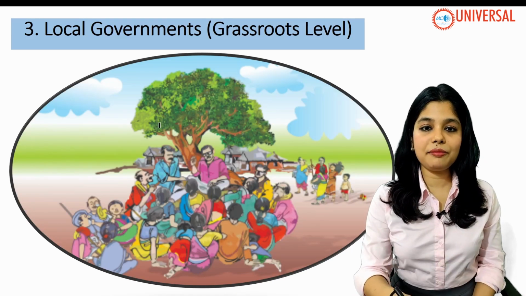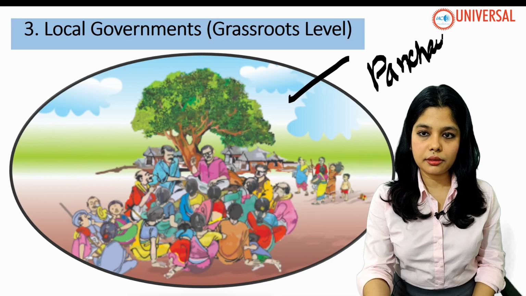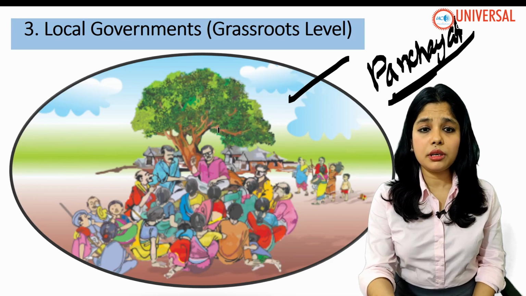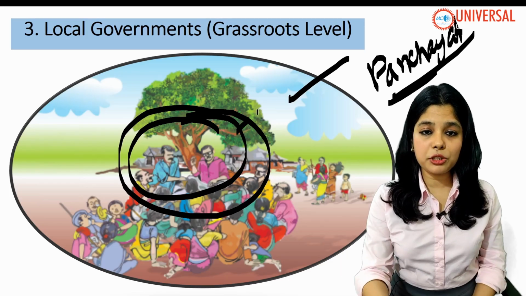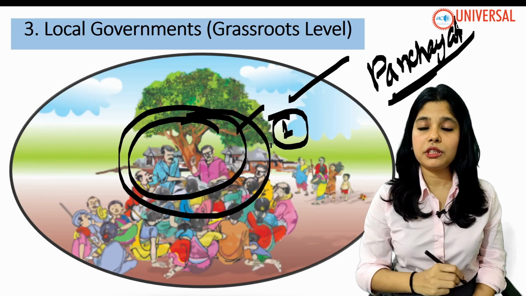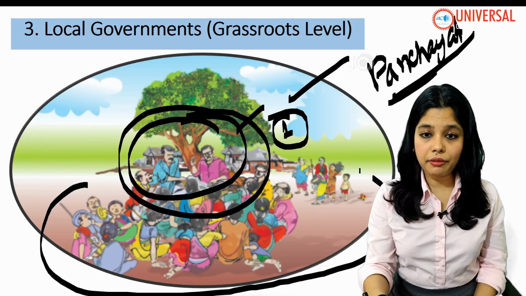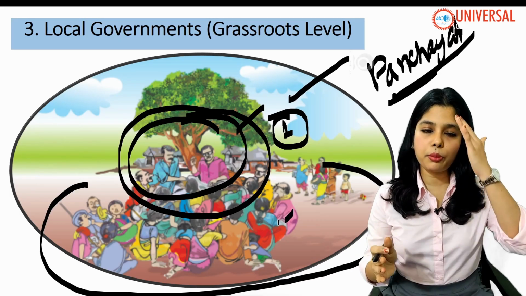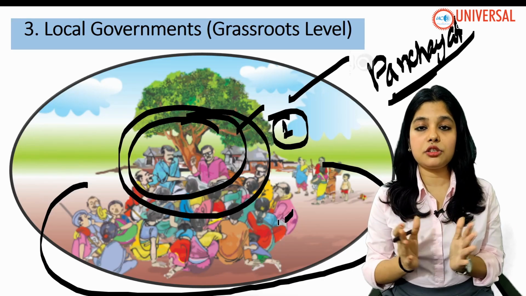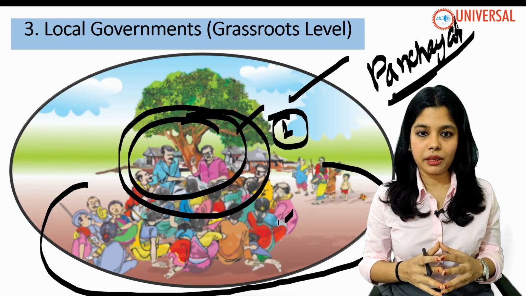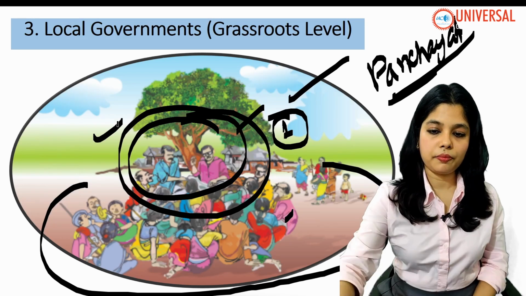Then the local government, the grassroots level, yes, we have panchayats, what we were talking about. You have gram panchayat, you have gram sabha. You have the head there talking to the people. This is called the sabha, where the villagers come and discuss their problems. They discuss the new initiatives which they are going to take. This is your gram sabha, led by the panchayati raj leader.